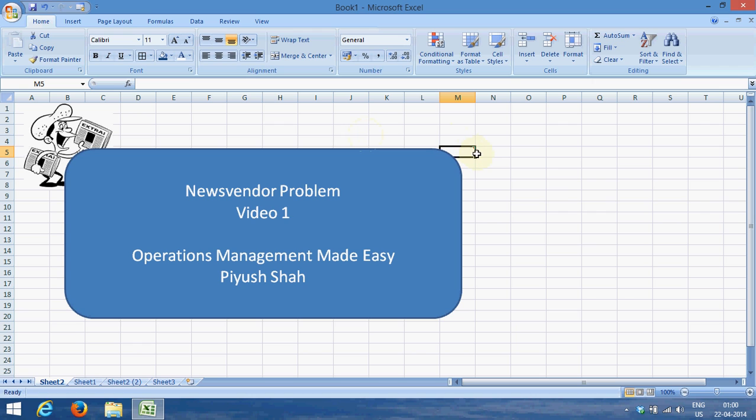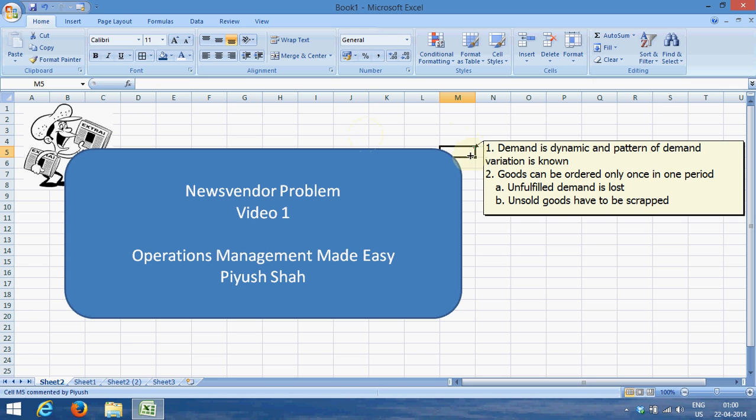I am Piyush. Newsvendor problems are a pattern of deciding how much to order, or inventory management, when the demand is dynamic, but the pattern of demand is known. So, for example, we would know that the demand is varying as per a normal distribution with a specific mean and standard deviation. A specific feature here is that goods can be ordered only once in one period.